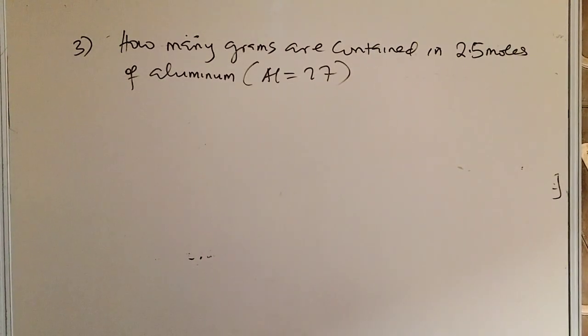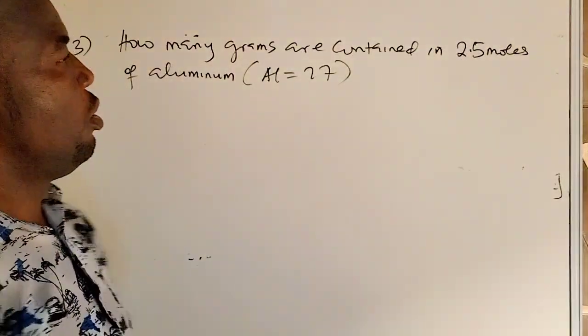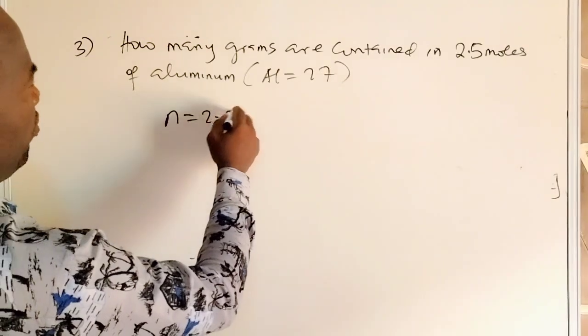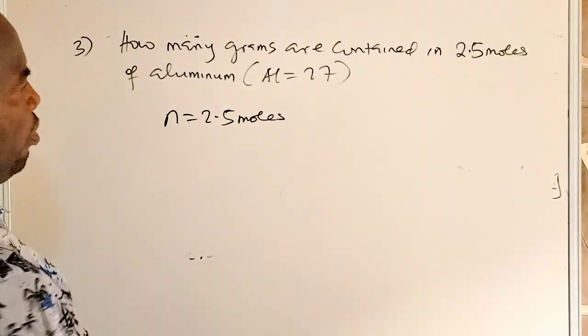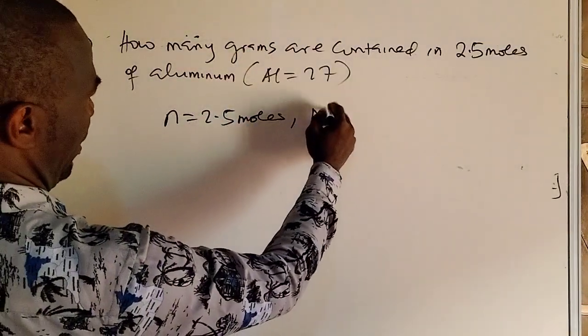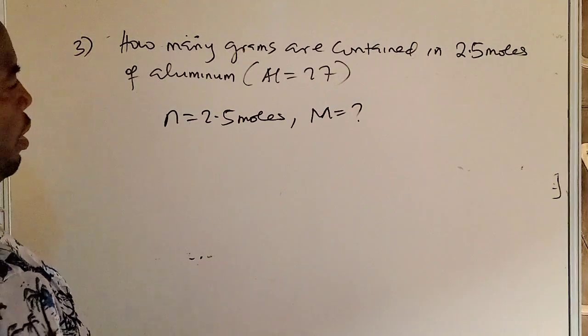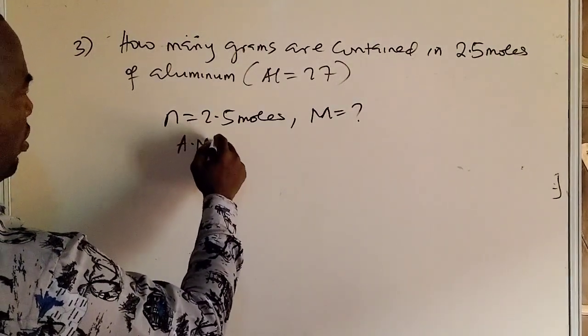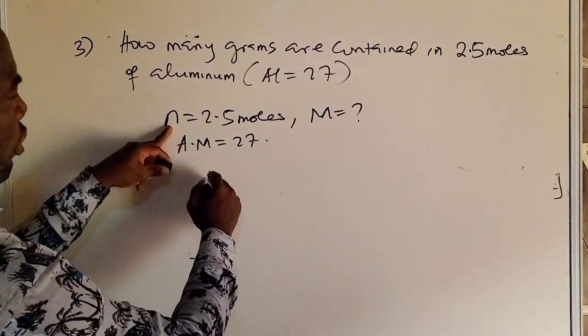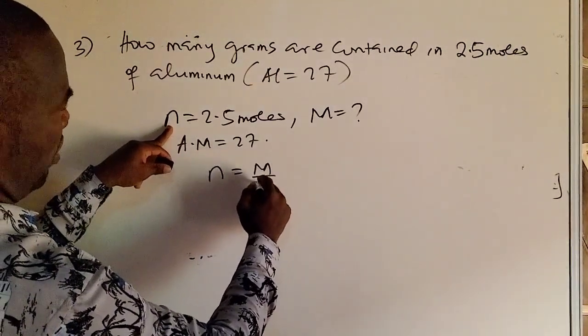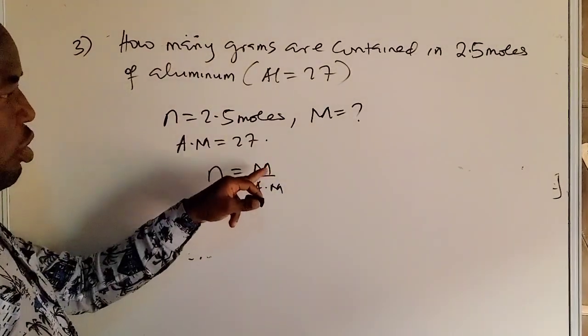The next question says, how many grams are contained in 2.5 moles of aluminium? So you get the number of moles already. So your n is 2.5 moles. How many grams? The value you're looking for is mass, of course. And they gave us the atomic mass of aluminium as 27. So this time around, you're not looking for moles, but the formula is also useful: n equals mass over atomic mass. You now make mass the subject.